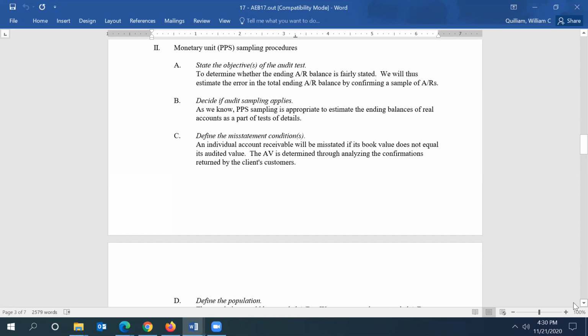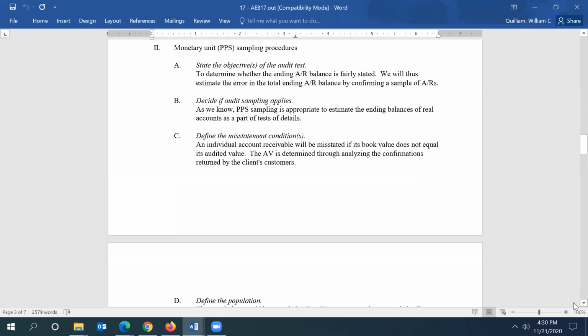All right, so going through here, I've got some steps which we have for PPS sampling. These are also in your book. I've got steps here in italics, and then I tell you about things just underneath each.